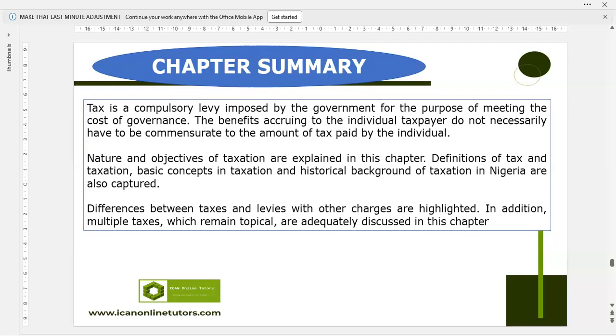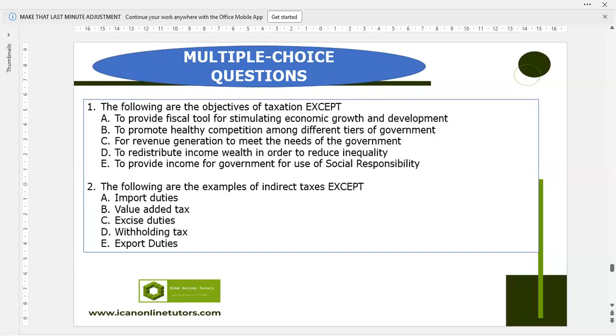Then we discussed the tax policy, tax law, and tax administration. Under the tax laws, we have the personal income tax and the value added tax. Under the tax administration, I just mentioned the Federal Inland Revenue Service, the State Board of Internal Revenue, and the Local Government Revenue Committee.